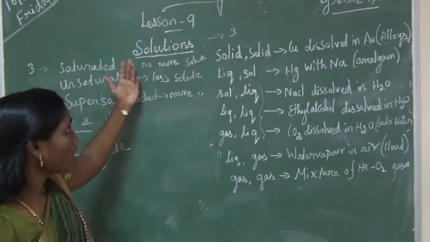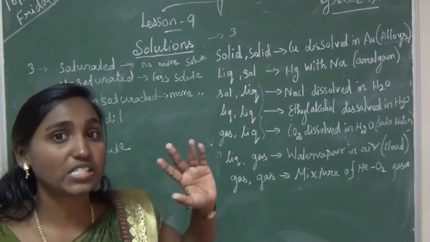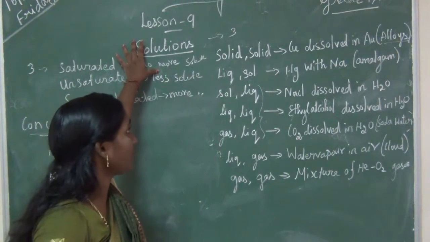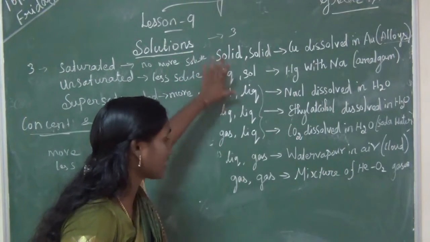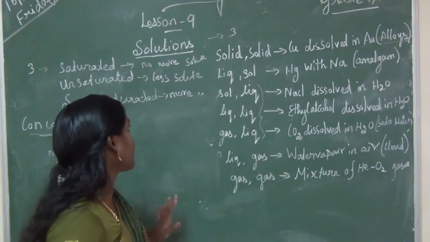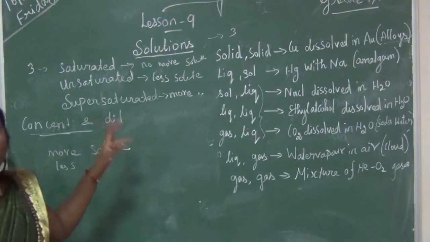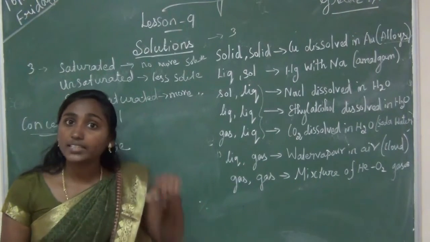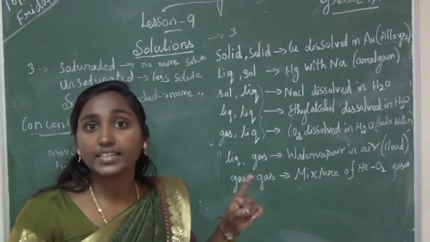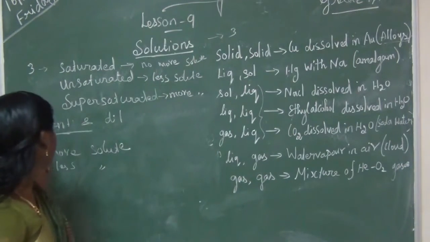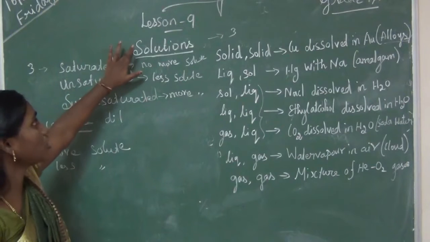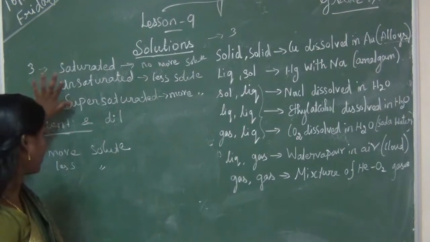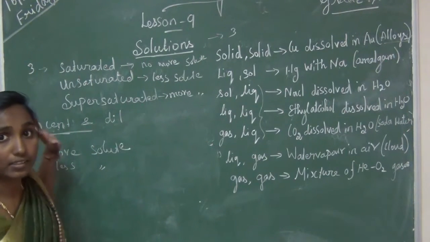Have you understood the solutions? Solution is classified based on physical state into 3 types: solid, liquid and gas. We studied the examples. Then based on the solvent, solution is classified into 2 types, aqueous solution and non-aqueous solution. Aqueous means water acts as a solvent. Non-aqueous means any liquid other than water. Then based on the amount of solute, solution is classified into saturated, unsaturated and supersaturated. Then we studied concentrated solution and dilute solution.